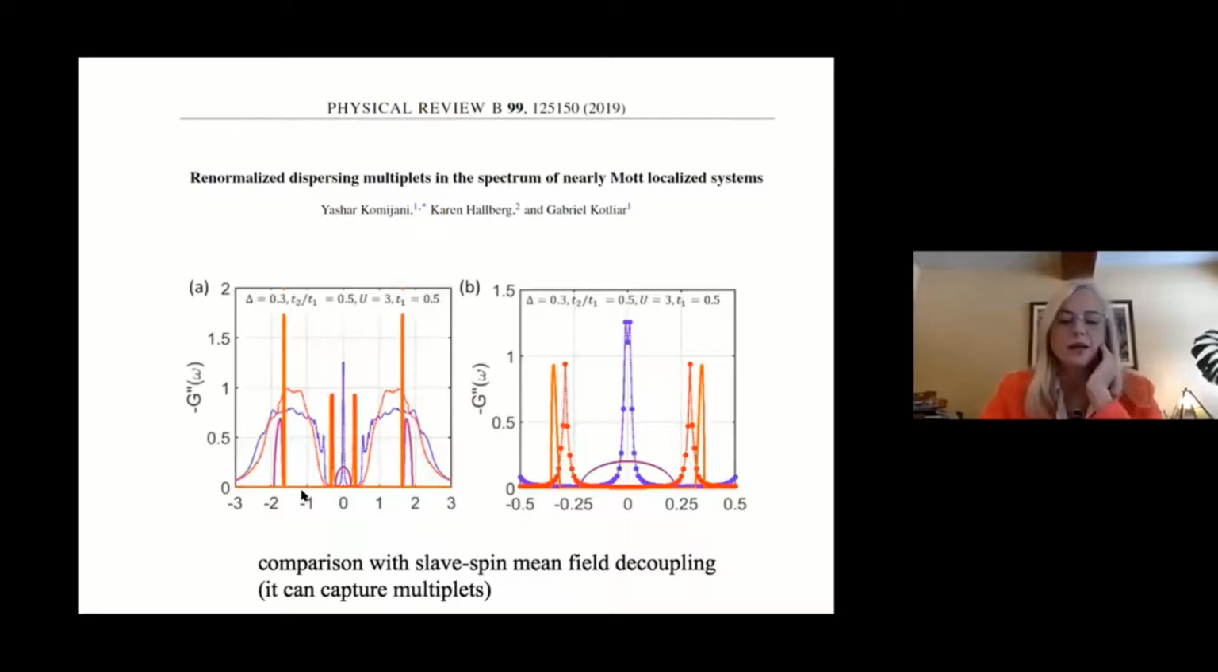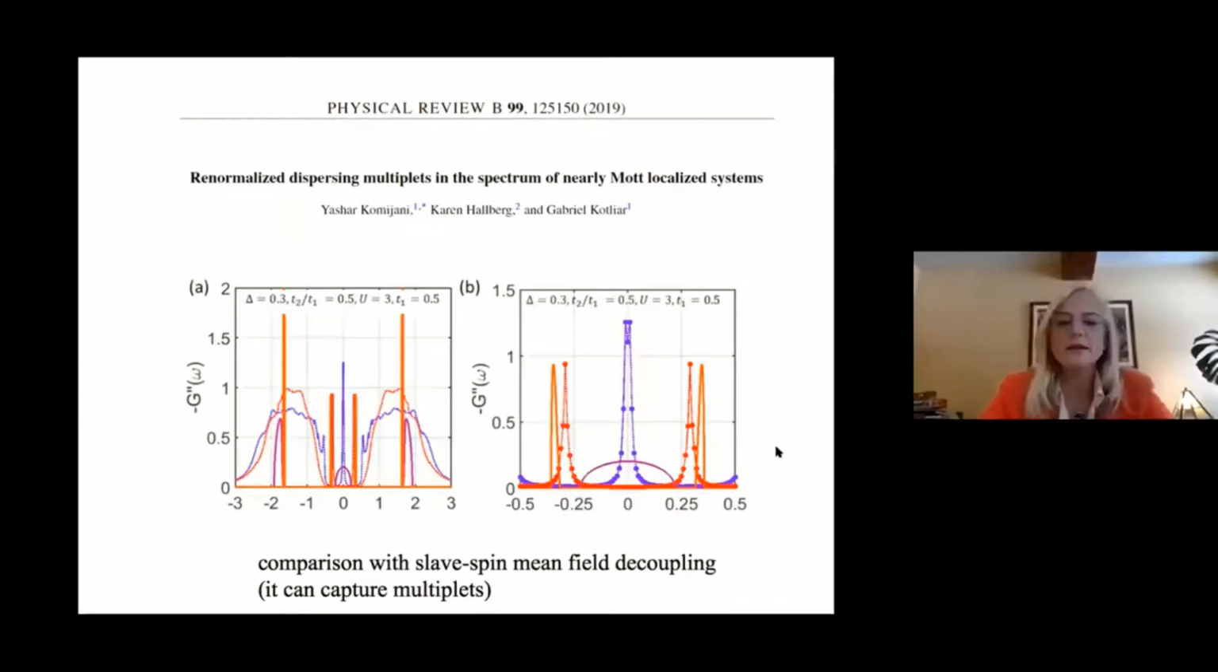So here again, you see the half-filled two-band Kanamori. These full lines are the result from the slave spin decoupling. So here, this is the sum of the low energy part. Our data has dots, and the slave spin decoupling has full lines. So we see there's a very good agreement between both methods.